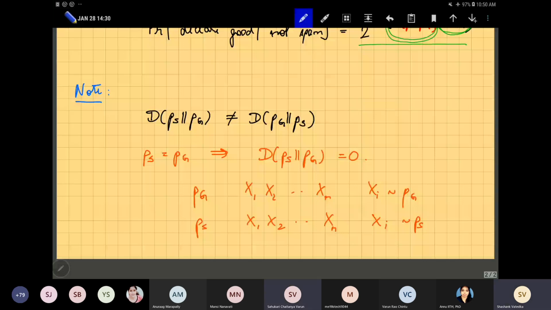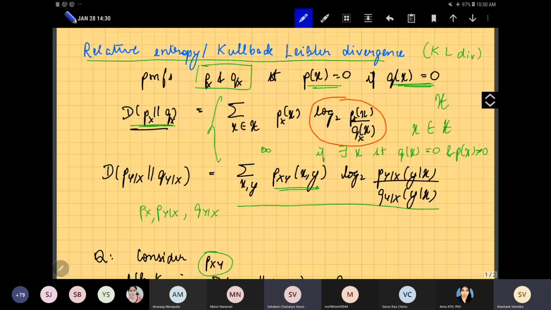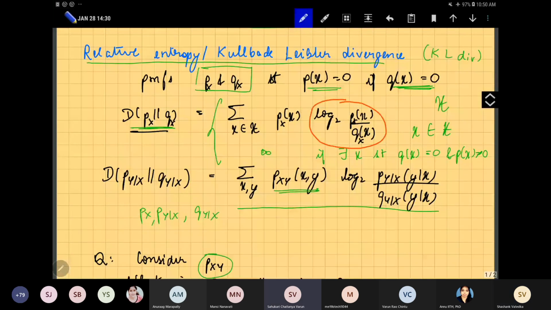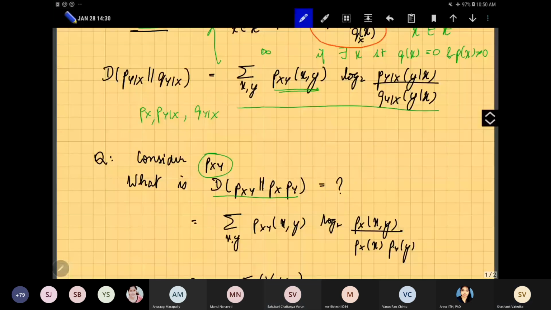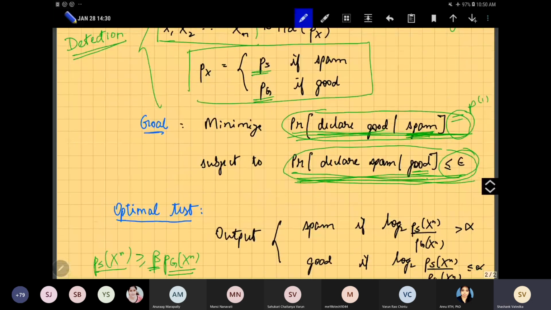Sir, in this definition of divergence, we have already mentioned that PS is equal to 0 and PG is equal to 0, no, sir? So it doesn't really give a meaning correctly. PG is 0 means it's not good. If it's not good, it's mostly spam. Not really, right? Why do you say that?